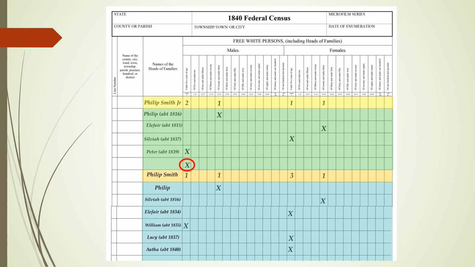Using information about each household from the 1850 U.S. Census and the 1860 U.S. Census, we can mark each individual off and clearly see which family is which. I've also identified a possible male child who may not have survived to adulthood.